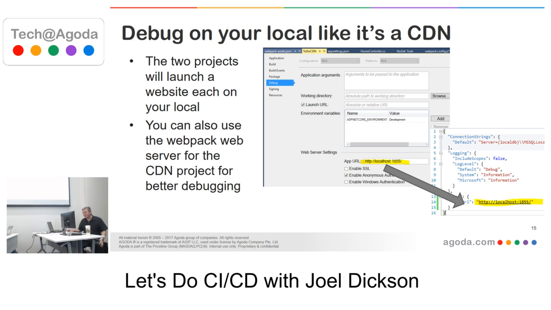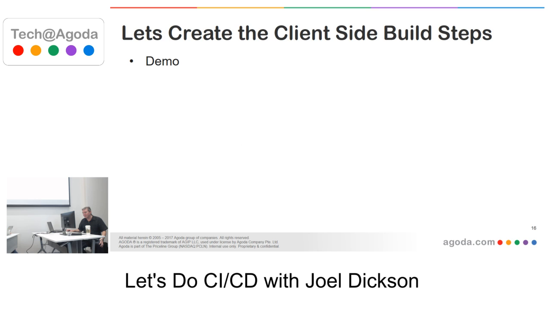If you are using React though, you'll probably want to move to using the Webpack dev server for the static content project. There's a lot of cool features that it's got, like dynamic updating with the browser and stuff. But you can still get that advantage of that good separation on your local environment of having a different web server for your static content. So let's create the client-side build steps and have a look at them.